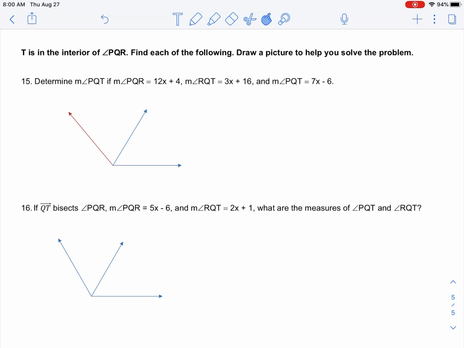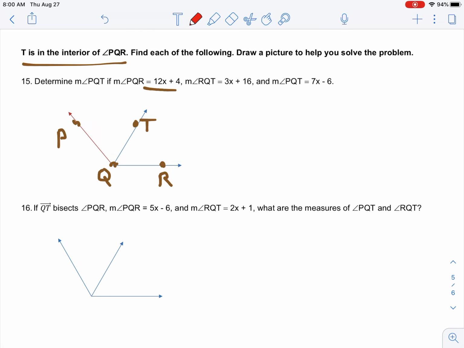T is in the interior of angle PQR. So PQR, T is on the interior. So we have our labels. Now let's label our picture correctly.